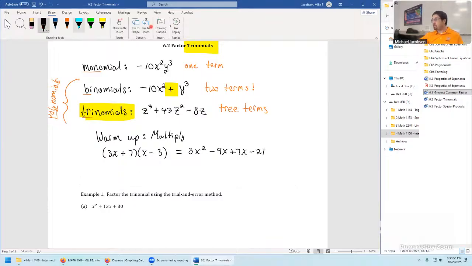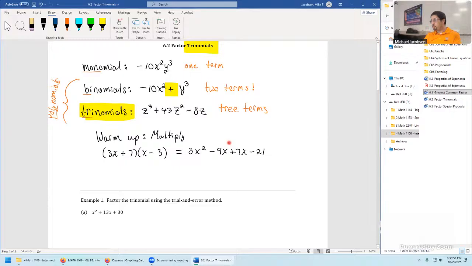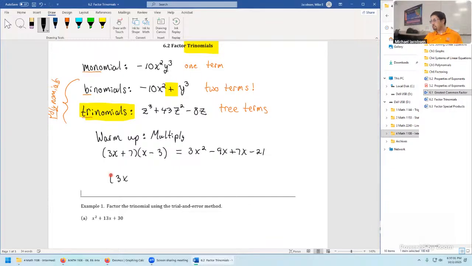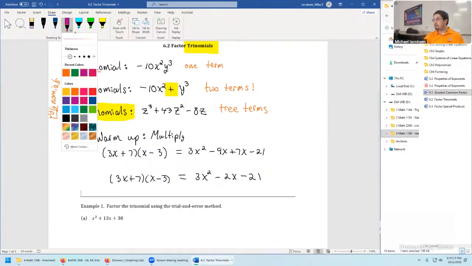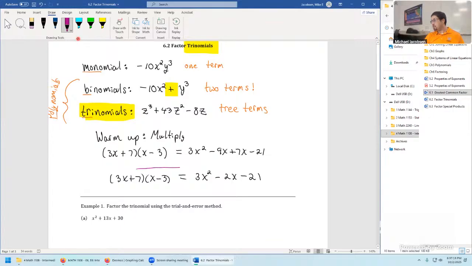Next concept is like terms. We have like terms, the -9x and the 7x. So 3x plus 7 times x minus 3 is also equal to 3x squared minus 2x minus 21. So if we go from left to right, we're multiplying. So this is the multiply by the FOIL method direction.